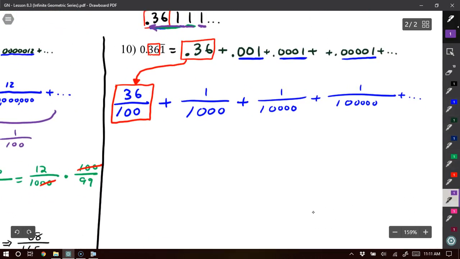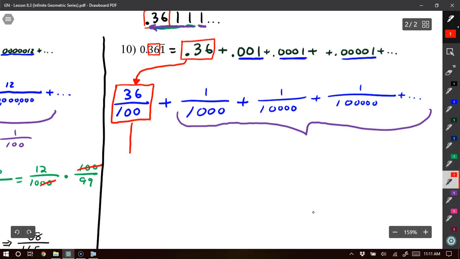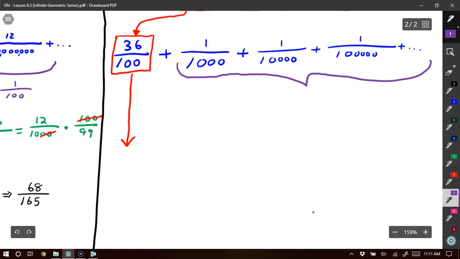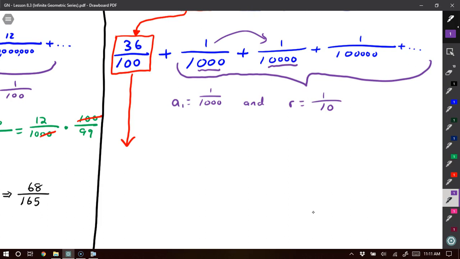We're only going to focus on the infinite geometric series. This 36 over 100 is going to come down. It stays there. It does not repeat. So my first term, A1, is 1 over 1,000. And my common ratio, well, I'm multiplying by 1 on top. On the bottom, I have 3 zeros. I want 4 zeros. So really, I'm multiplying the bottom by 10. So there's my information. I can go to my formula for this part.